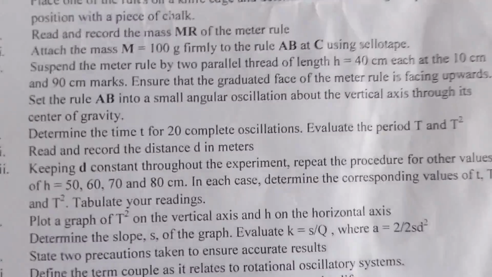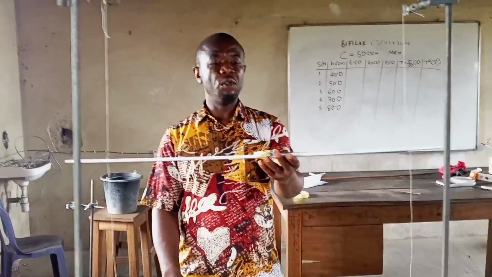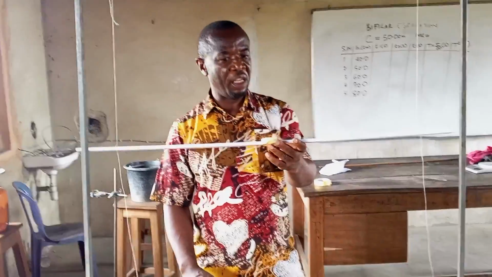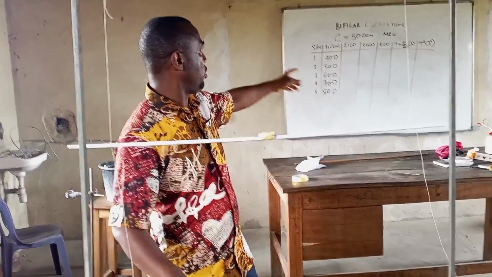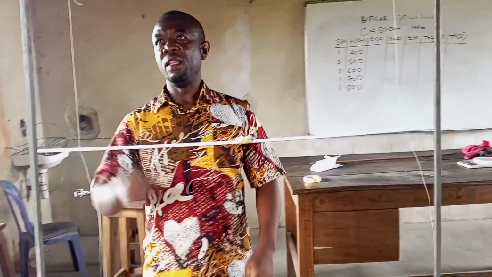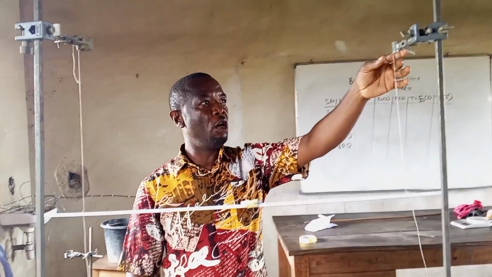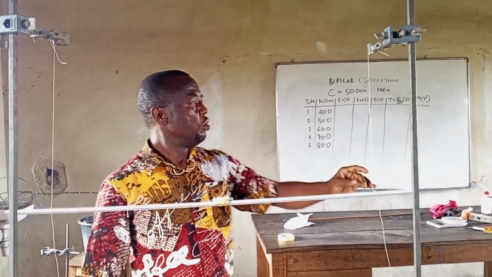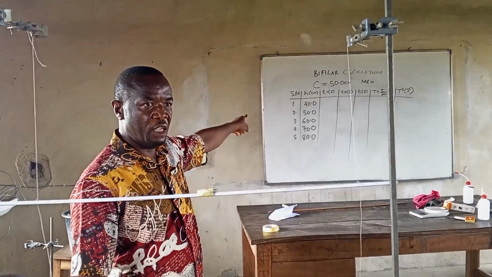So we're going to start the experiment now. So we have the meter rule, and we already determined the center of gravity as 50. At 50, which is written on the board, C, which is 50.0 cm. The length of the thread from here to there is 40. Also from here to there is also 40 cm. So the first serial number 1, the first H is 40 cm.